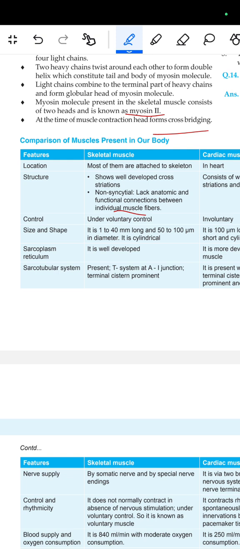fibers. Control: under voluntary control. Size and shape: it is 1 to 40 millimeter long and 50 to 100 micrometer in diameter. It is cylindrical. Sarcoplasmic reticulum: it is well developed, and the sarcotubular system is present. T system at the A-I junction, terminal system prominent.